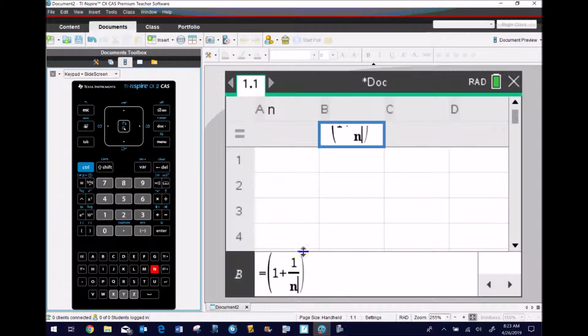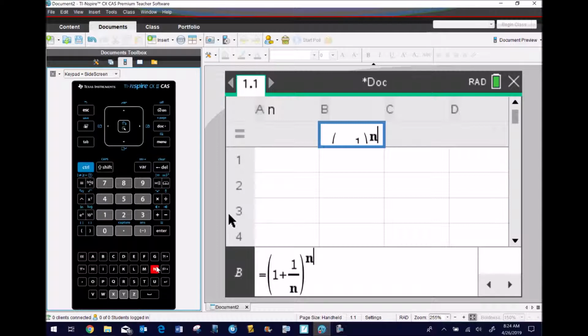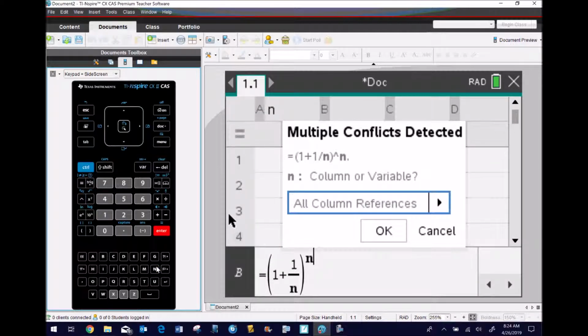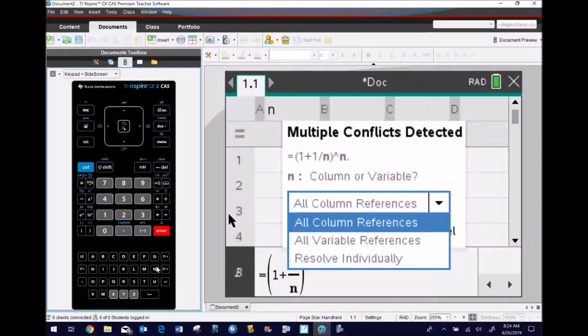Now you can see that n is bold, which simply means that I have something entered into n previously that it's going to pick up. Then I'm going to raise that to the n power. When I hit enter, we're going to get a conflict detection message. It's basically saying, we've already seen an n in this problem, are you wanting to carry this out? And we want to say yes.